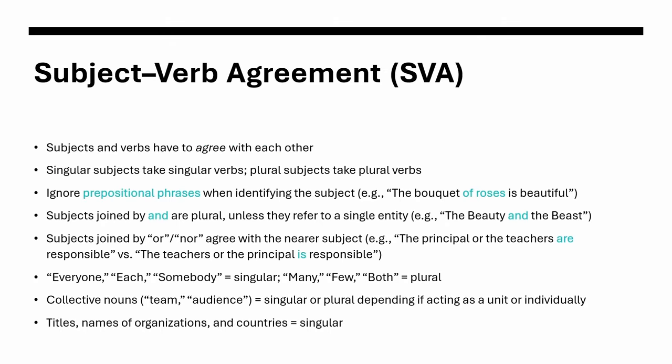Subject-verb agreement. The key thing that you need to know here is that singular subjects will relate to a singular verb and plural subjects will relate to a plural verb, right? There are several other rules in this slide. You can read through them if you'd like. I'm going to keep moving because that's very, very simple. You just need to have singular subjects, singular verbs, plural subjects, plural verbs.